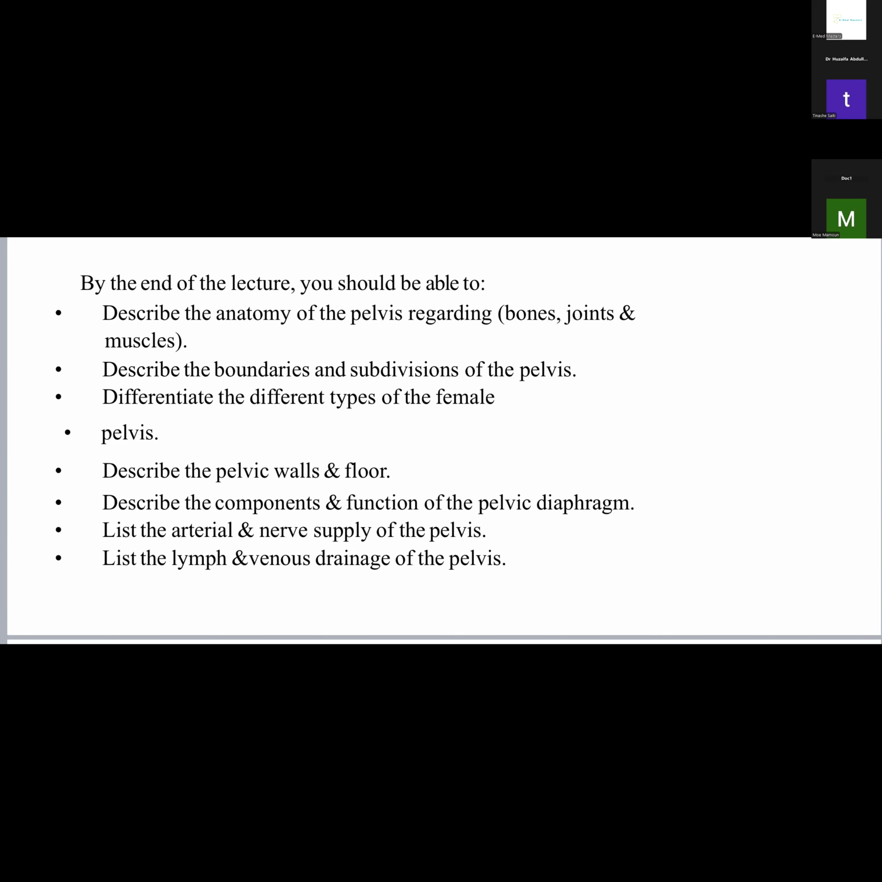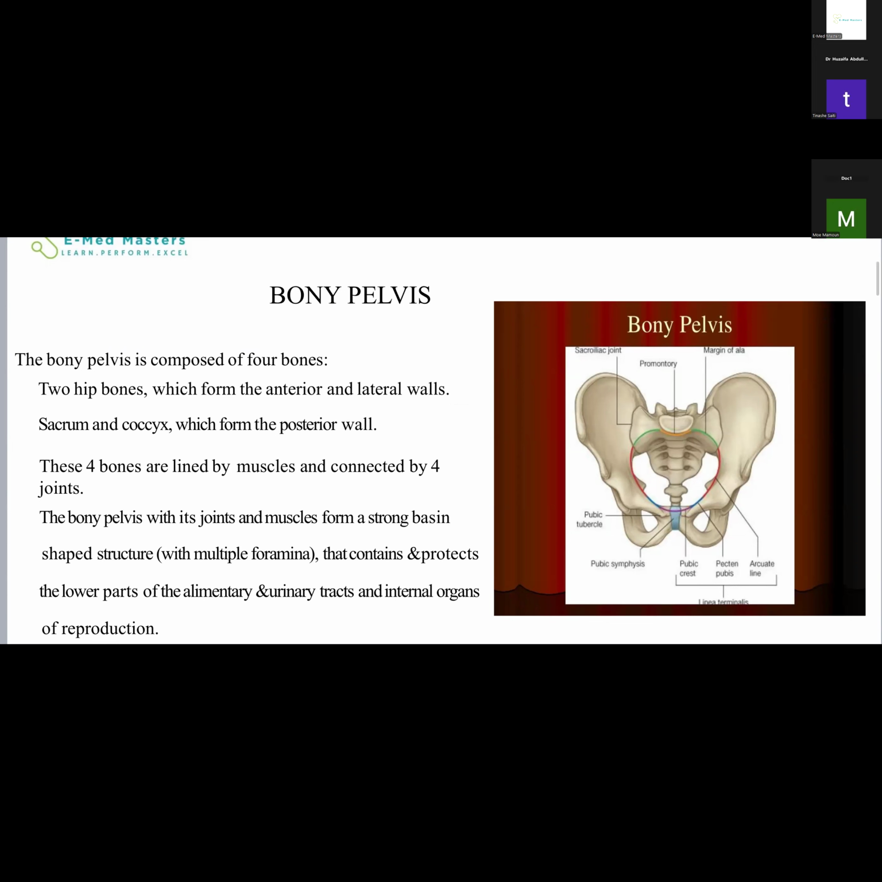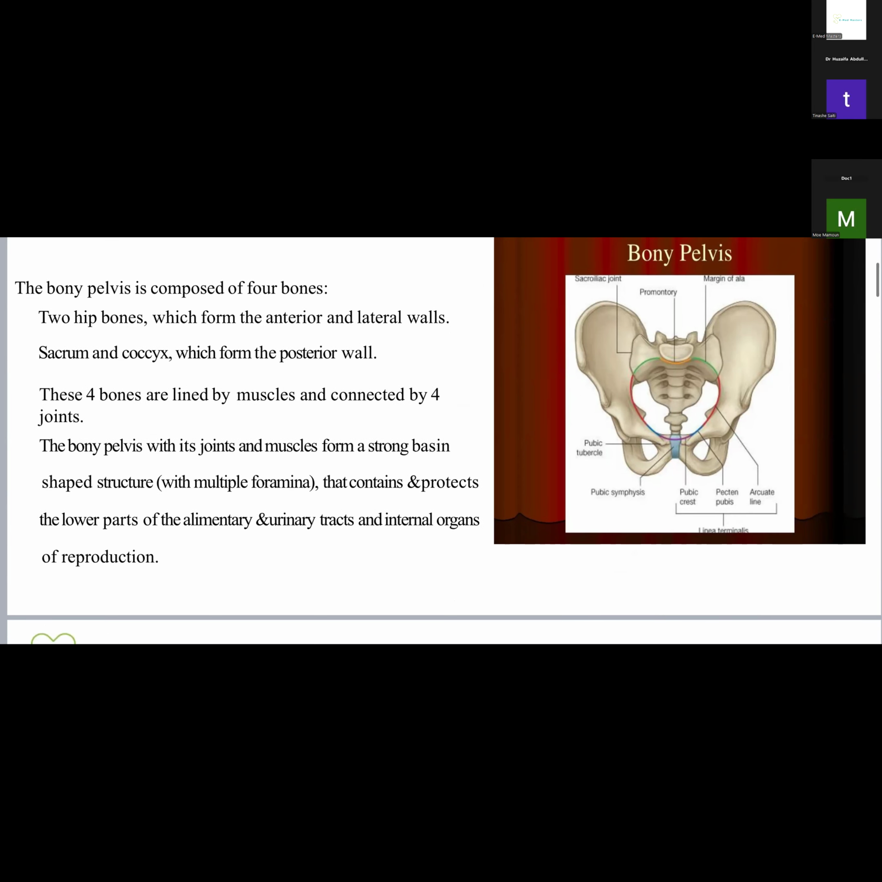So let's talk about the bony pelvis first. As we already know, the bony pelvis is composed of four bones: two hip bones and two other bones, which are the sacrum and coccyx. The two hip bones form the anterior wall and the lateral wall, and the sacrum and the coccyx form the posterior wall. These four bones are lined by muscles and ligaments, and they are connected by four joints. So there are four joints in a bony pelvis. A bony pelvis forms a strong basin-shaped structure along with its joints and muscles.